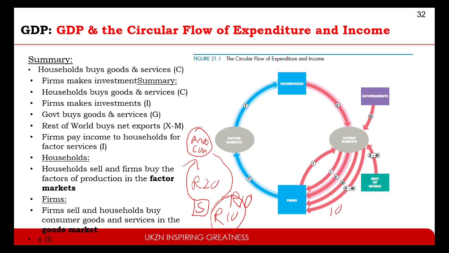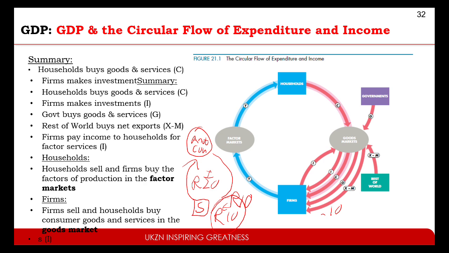If, for example, the 20 rand was imports, so you imported more than you exported, then if this was the import and this is the export, 10 minus 20 is minus 10. So minus 10 rand will flow to the businesses. That makes total sense. It will reduce the number overall. So that's how it works, right?